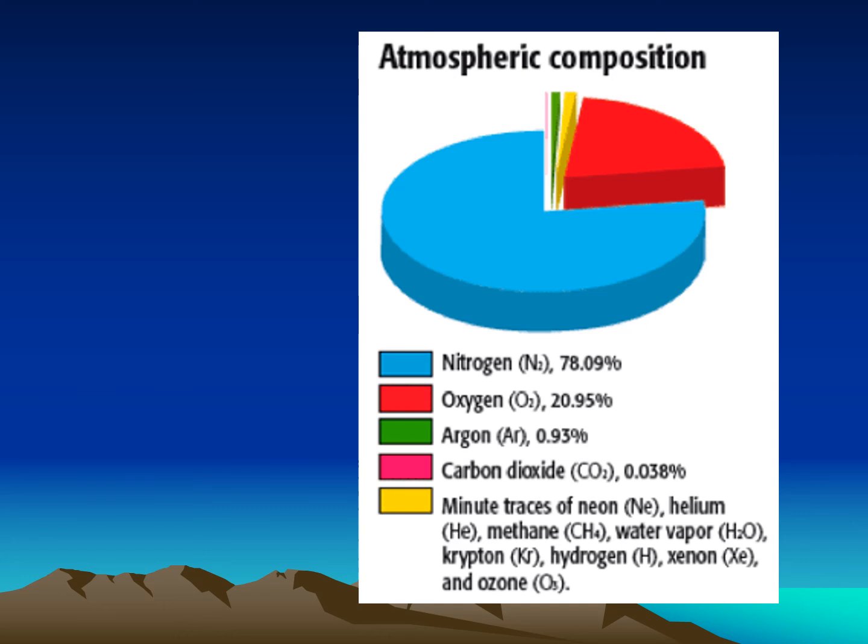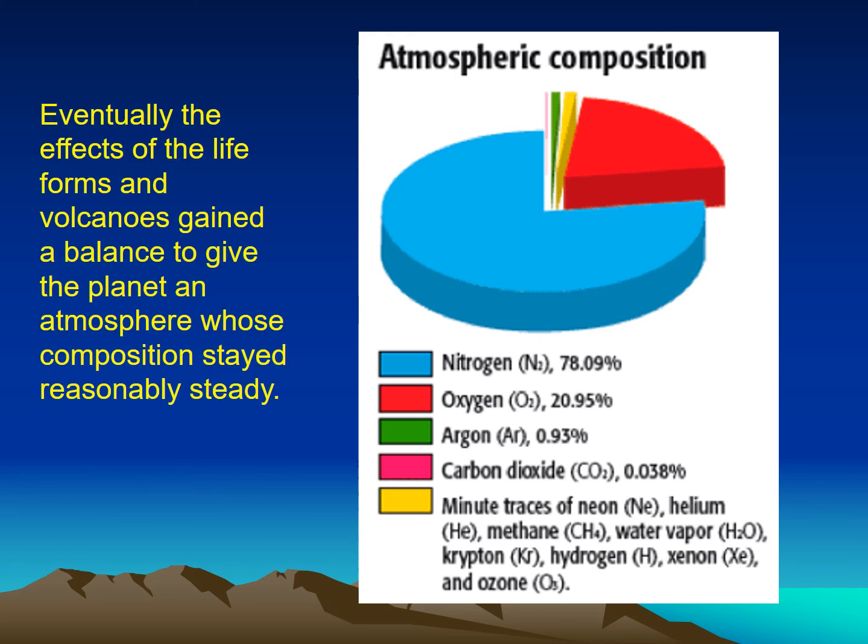So currently it's about 78% nitrogen, 21% oxygen, 1% argon, 0.04% carbon dioxide, and then the others are so small they're almost not there if you look at the total composition of the atmosphere. So the atmosphere is pretty much what this is today and was formed after all the plants and animals.